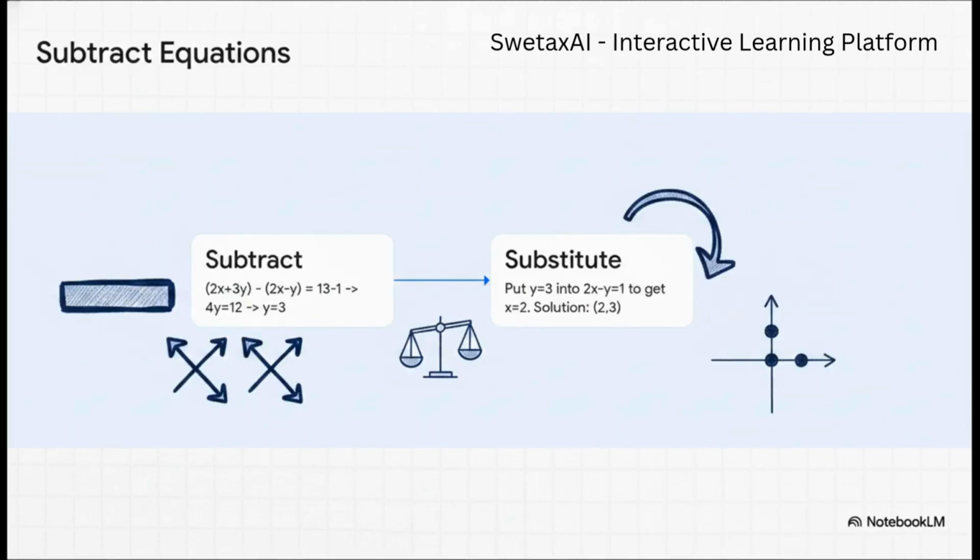But hey, addition isn't our only option here. In our second example, adding actually won't help us eliminate a variable, but subtracting works just as well. We have 2x + 3y = 13 and 2x - y = 1. If we subtract the entire second equation from the first one, the 2x perfectly cancels out the 2x. Just be super careful with your signs here. 3y minus negative y becomes 4y. 13 minus 1 is 12. So we get 4y = 12, leaving us with y = 3. We then substitute that 3 back into the second equation, giving us 2x - 3 = 1, and we easily find that x = 2. The solution is (2, 3).